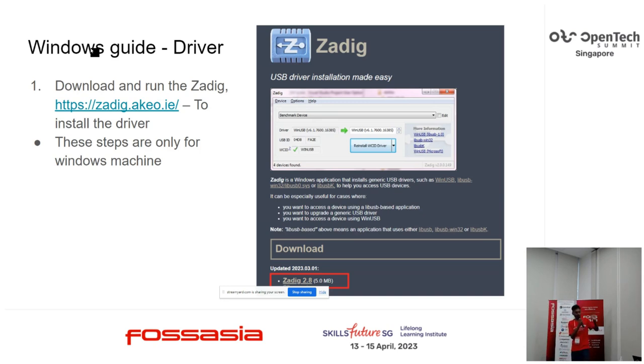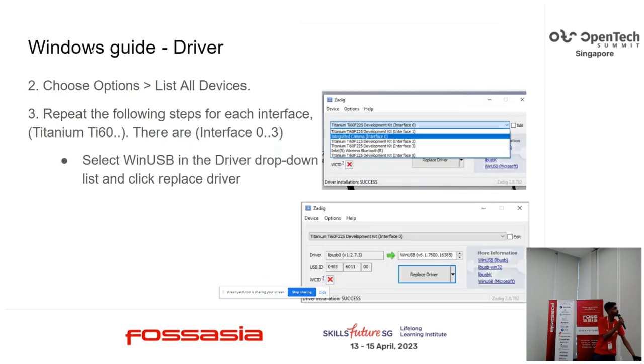So the guide covered both, but something to take note of is if you're on Windows, you have to do what we have provided in the Windows guide. You need to install this Zadig so that you can install this particular driver. So you just have to follow this guide. You go through all these interfaces, whichever you see, Titanium, TI-60, FNX. You just have to replace it with this WinUSB driver.